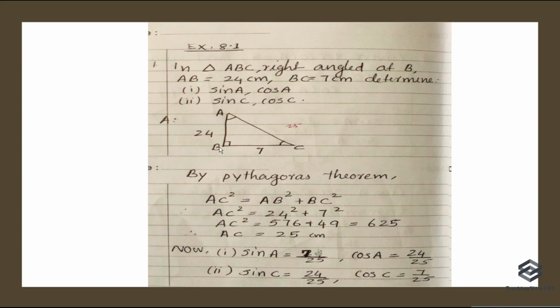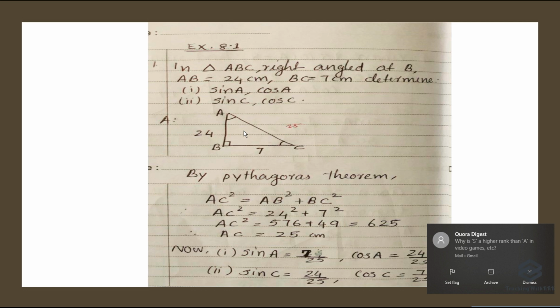First question. In triangle ABC, right angled at B, AB equal to 24 cm, BC equal to 7 cm, determine sin A, cos A, sin C, cos C. First, you should draw a right angle triangle. Here it is given right angle at B. So, write B here. This is the right angle, 90 degree. So, other two angles A and C are acute angles.